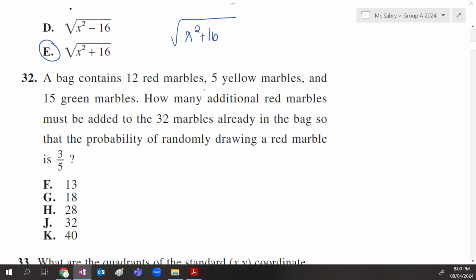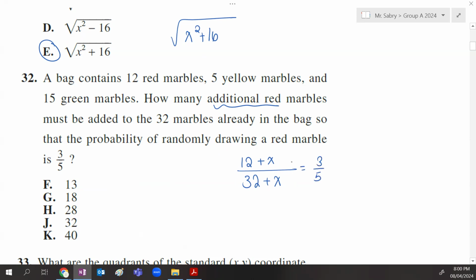A bag contains 12 red, 5 yellow, 15 green. How many additional red? This is a question that we've solved several times in different tests, by the way. So, how many additional red? Right now I have 12 red out of a total of 32. And then I'll add a specific number of red that I don't know, so I'll add x to the red. Whatever I add to the red will have to be added to the total as well, so that all of this would be equal to 3 over 5.